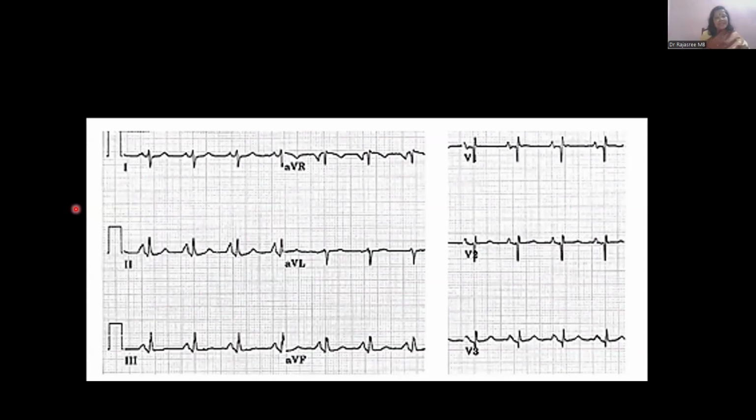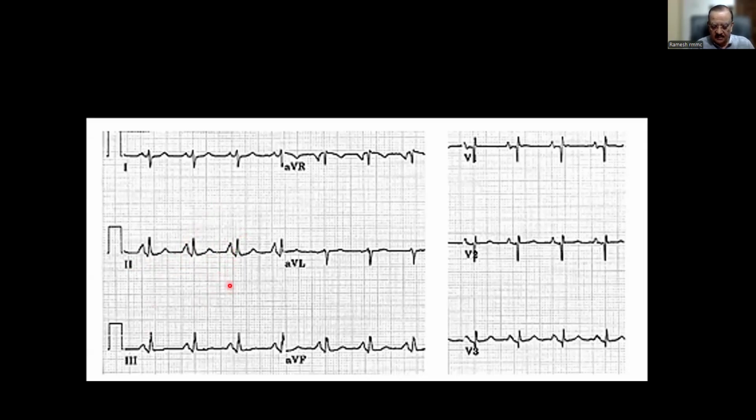Width? It's also increased, more than 3 squares. No, from the beginning of the P wave to the end of the P wave, you have to calculate. See, this is the beginning of the P wave, end of the P wave. From here to here, it is only 2 or maximum 3, isn't it? It's within normal limits. So width is normal. There's an abnormality in the height. We call it a tall P wave.